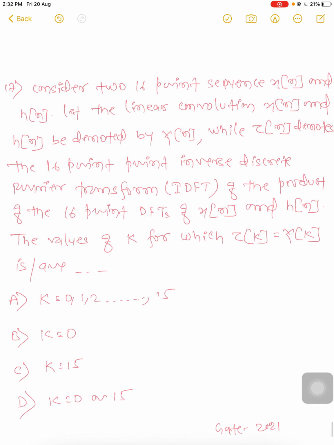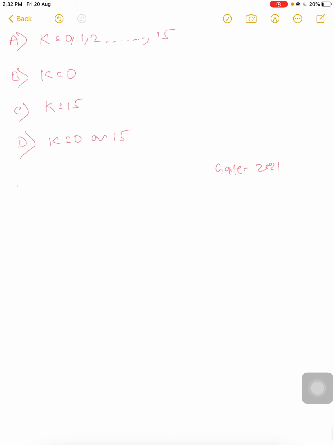Now comes the next question. Consider two 16-point sequences x[n] and h[n]. Let the linear convolution of x[n] and h[n] be denoted by y[n], while z[n] denotes the 16-point inverse discrete Fourier transform (IDFT) of the product of the 16-point DFTs of x[n] and h[n]. The value of k for which z[k] is equal to y[k] is?